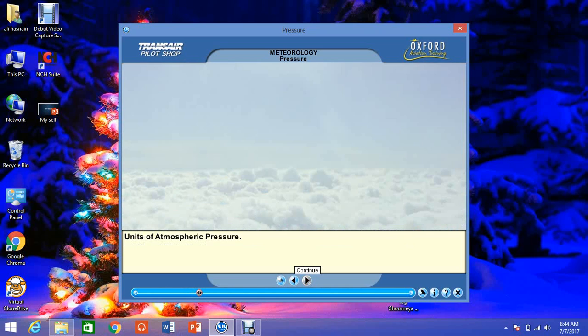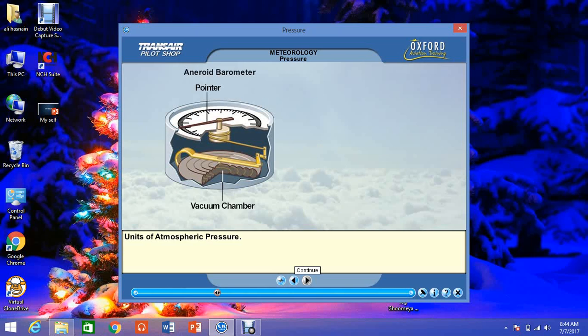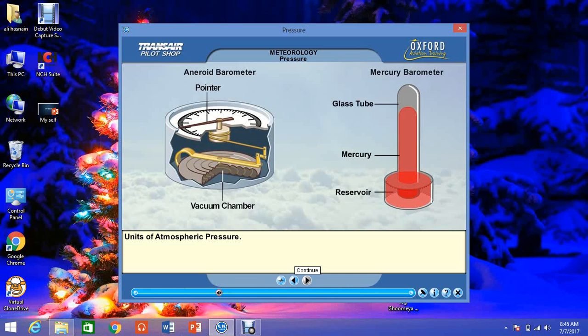We will now look at how pressure is measured and represented in meteorology. The units commonly used to represent pressure are inches of mercury, millibars, or hectopascals. The standard unit being adopted is the hectopascal, but currently the millibar is still used in examinations. There are two types of instruments used to measure atmospheric pressure: the aneroid barometer and the mercury barometer.